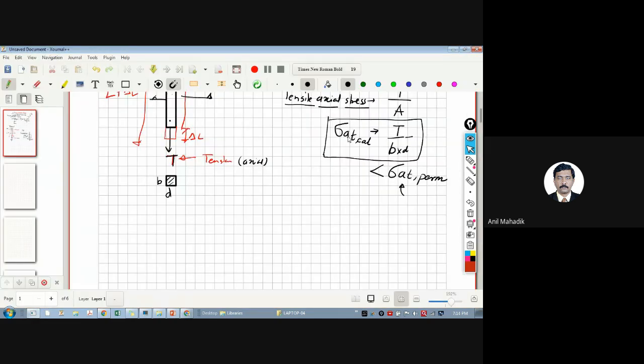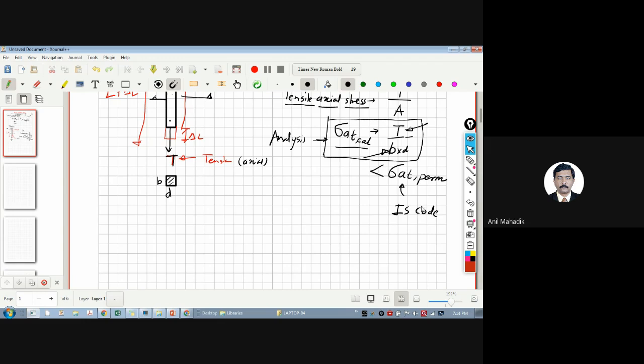So this sigma at calculated means we calculate it through the analysis. So we get the tensile force from the analysis. We decide the sizes and then we calculate the actual stresses, that is calculated stresses. And sigma at permissible, where do we get permissible stresses? IS code. So we get it in IS code.